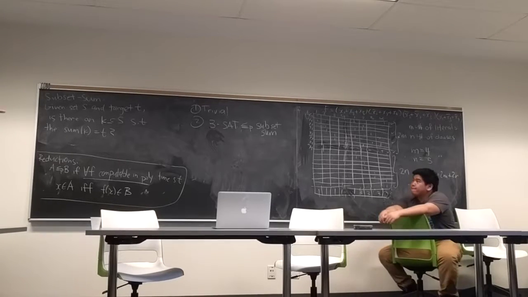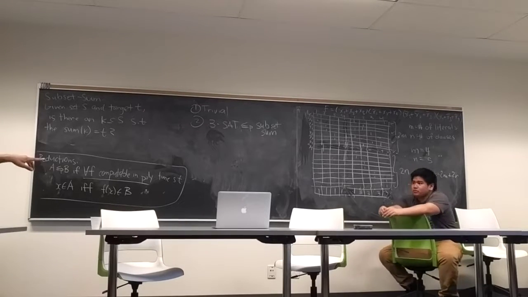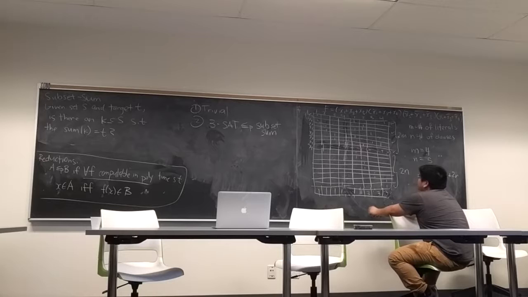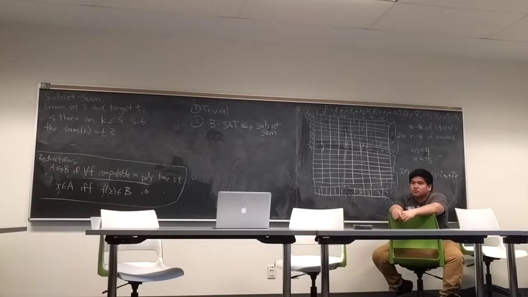So you need to find a subset of rows such that when you add the rows together, you're going to get your target. Our target is 1 1 1 3 3 3.